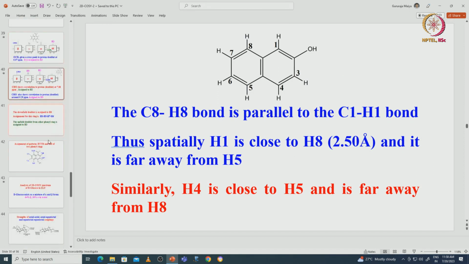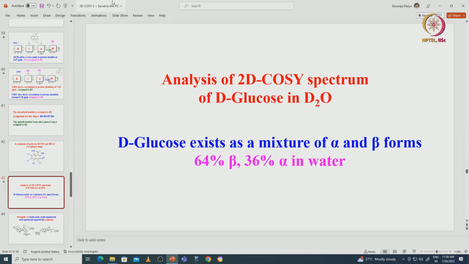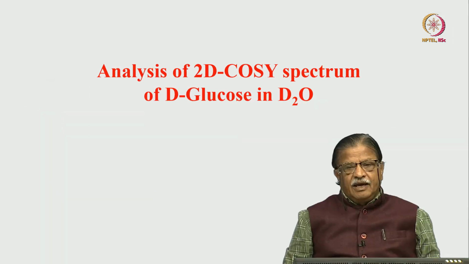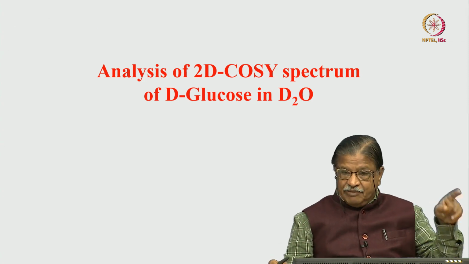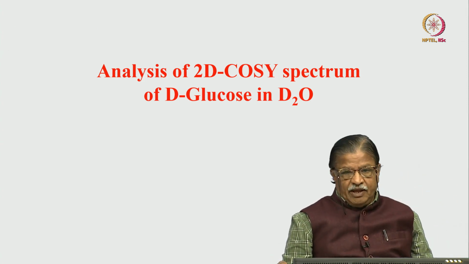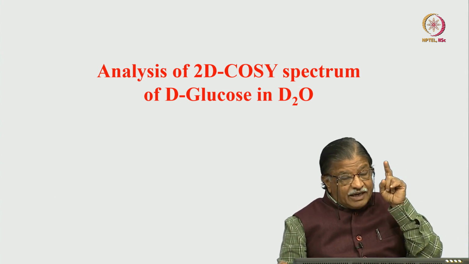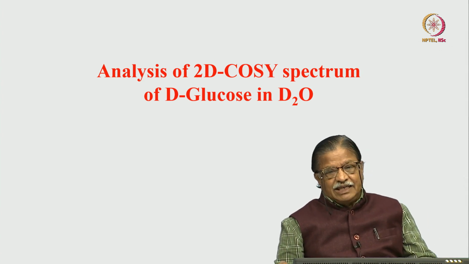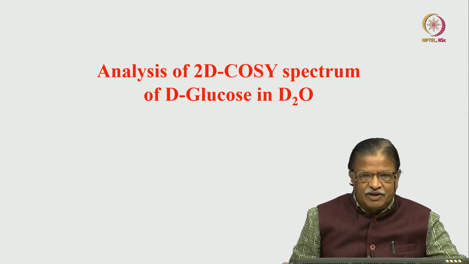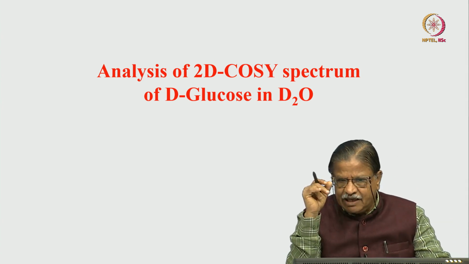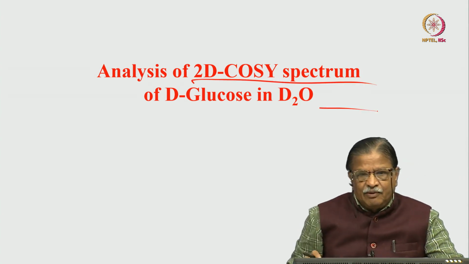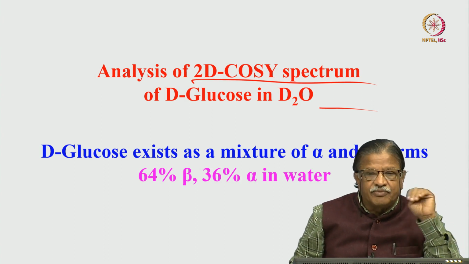But instead of that, I will start analyzing the 2D COSY spectrum of glucose. This is where another important thing comes in. I will come back to that molecule when I do the NOE, because I have not discussed NOE yet. When I discuss NOE, there are two ways of doing it, steady state NOE and transient NOE. Steady state is a simple one dimensional difference NOE. That is why I did not explain this to you now, because when I explain NOE, you will know that. I will come back and do that. In the meantime, we will go to the 2D COSY spectrum of D-glucose. See, glucose exists in two forms.